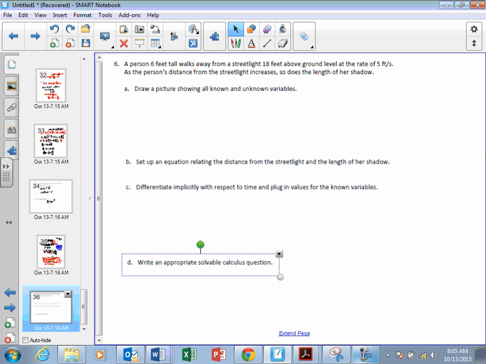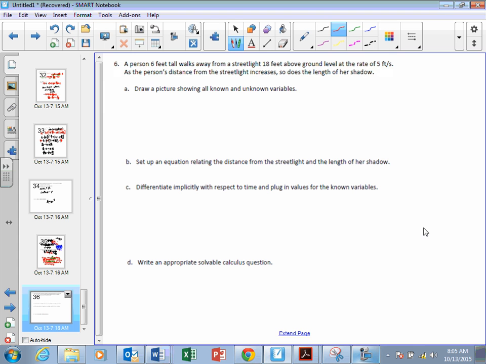So a person 6 feet tall walks away from a streetlight 18 feet above the ground at a rate of 5 feet per second. Now, a very important thing for us to do in all of these situations is to draw a picture. So here's going to be my streetlight. There's a little light at the top. This is 18 feet tall. And the person is walking away from the streetlight. So I got to draw a little person in here. The person is right there. Got to have their feet on the ground. This person is 6 feet tall. As the person's distance from the street light increases, so does the length of her shadow.